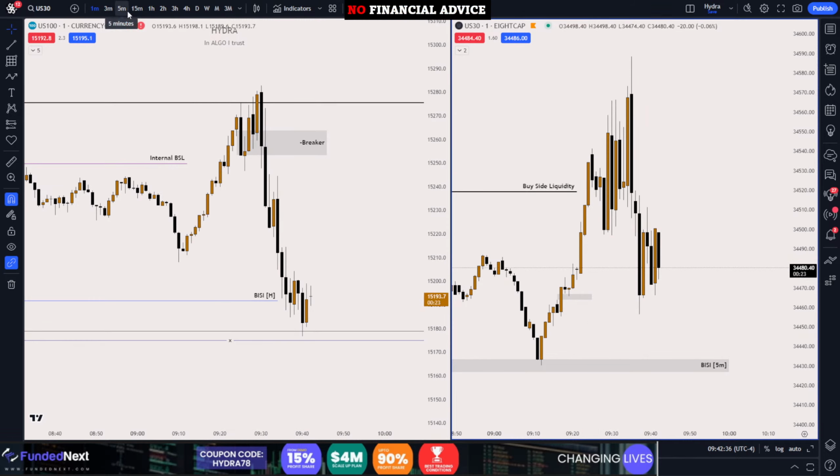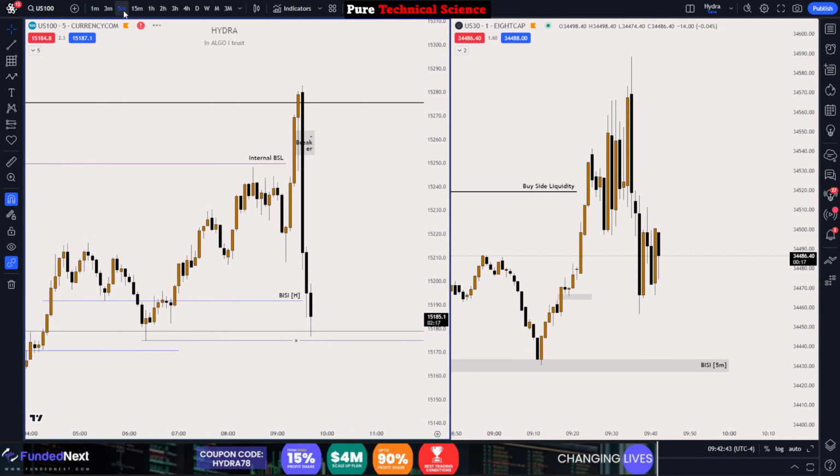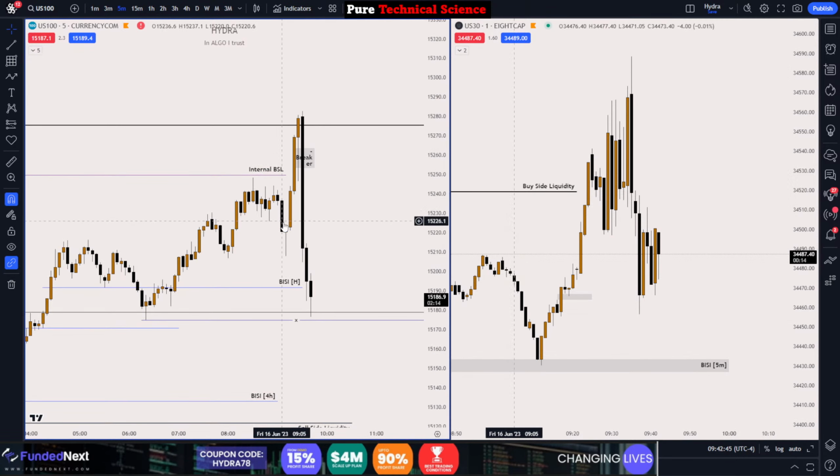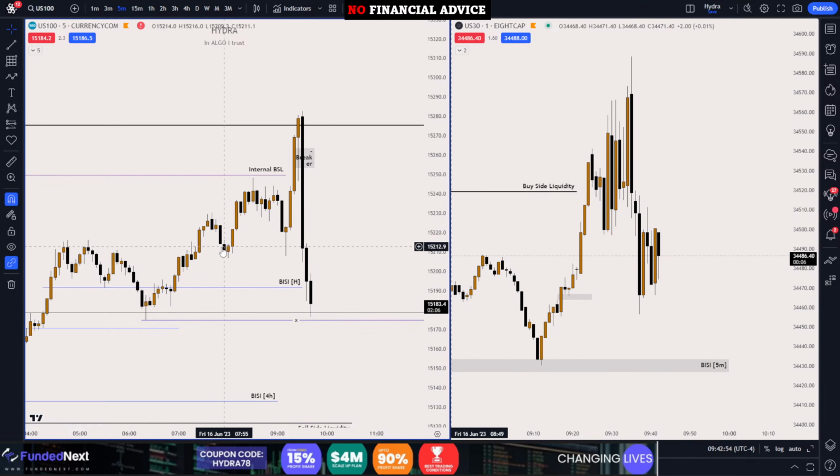Someone is asking what I think about the 5-minute breaker block on NASDAQ. Okay, there's a breaker block on the 5-minute. Right here, I will not mark it as a breaker block, rather these down close candles as a breaker block, because these are the lowest ones here.